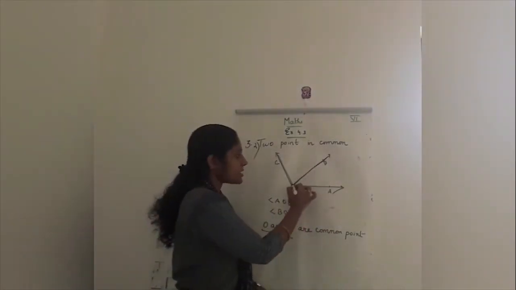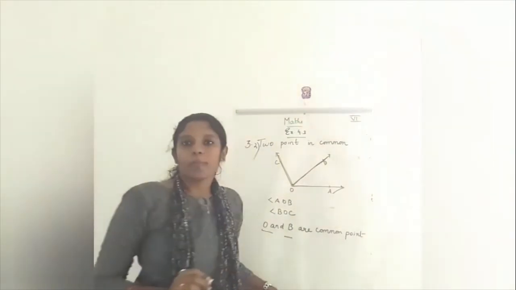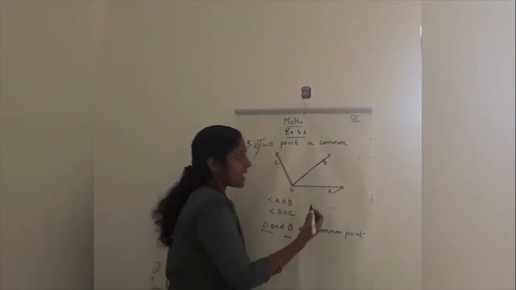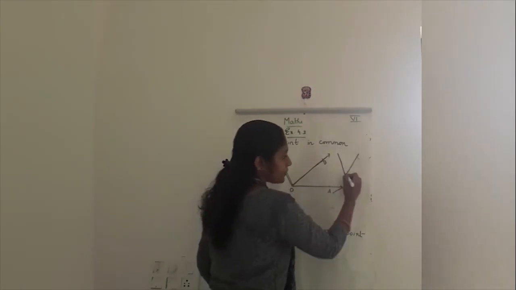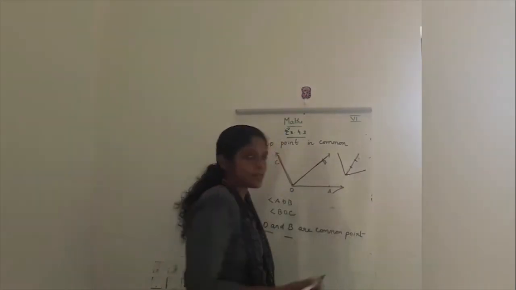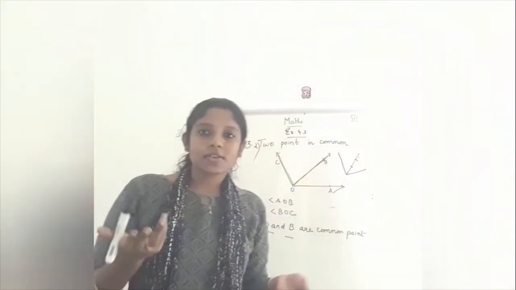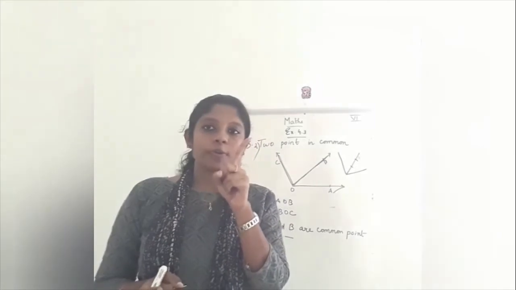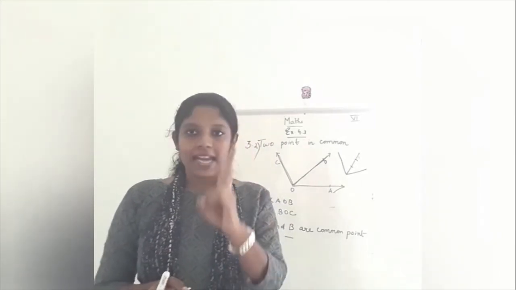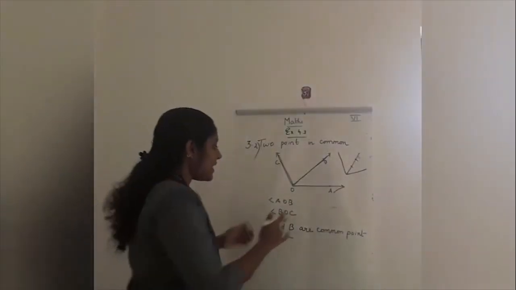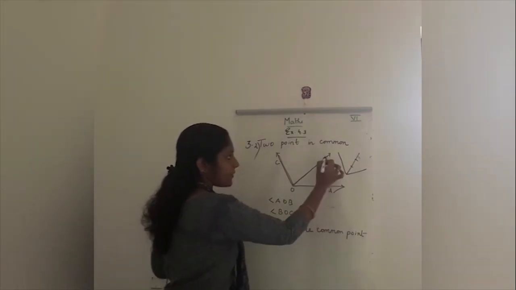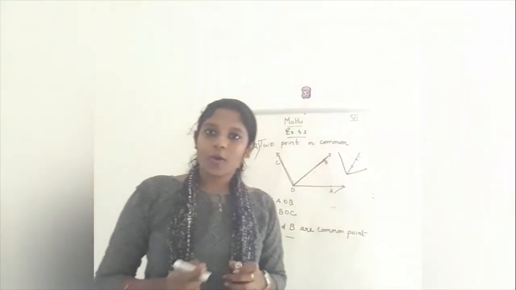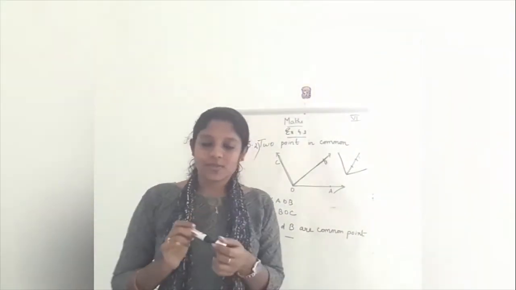What are the common points? O and B are the two common points. Now this is clear: you can draw it in any way you like. I have drawn it like that. It's your wish, you can select any, but the common points should be two. So I have drawn angle AOB and the same way BOC with common points O and B. Okay, now we'll move to the third part of this question.